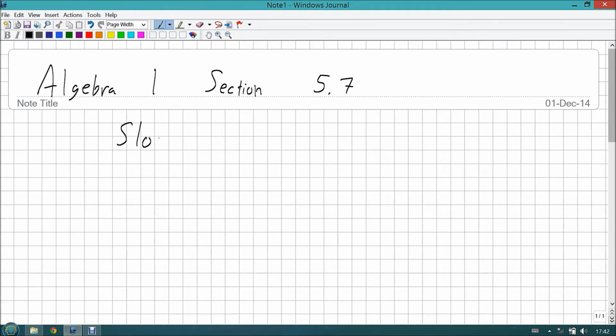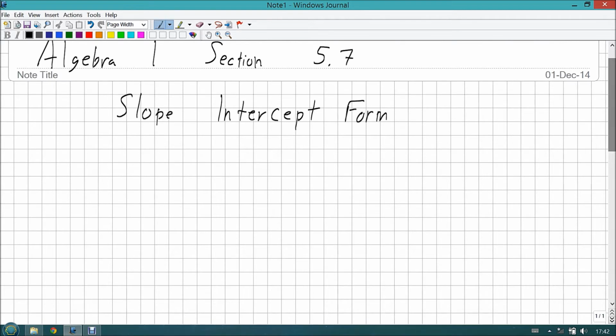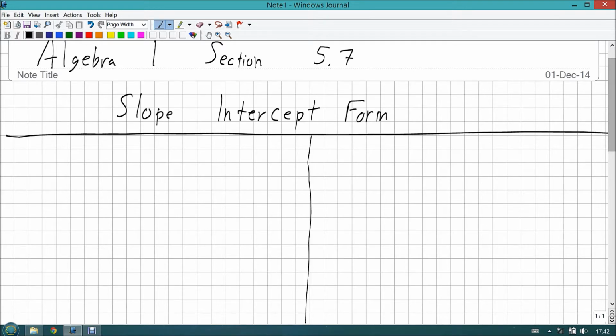So we're going to start by writing down slope-intercept form because that's what we're going over today. Now last time we went over something called direct variation. And direct variation is very similar to slope-intercept form, except that slope-intercept form has a variable location for its starting point. In direct variation, we started at the origin, and only at the origin. With slope-intercept form, we have a variety of places that we can start from.